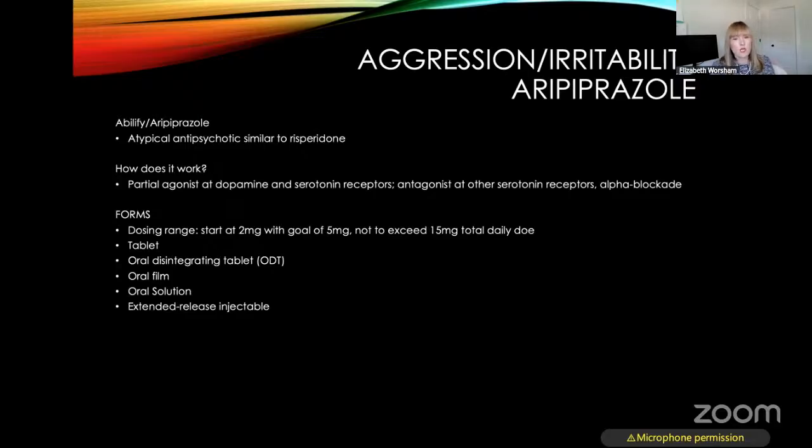Dosages can range from as low as 2 or even 1 milligram. It's really hard to split that, so sometimes a solution is better if you're going below 2 milligrams. But generally, most persons where we're looking at treating aggression in the autism spectrum are around 5. Rarely do I see 15. If it's higher than 15, that's concerning.